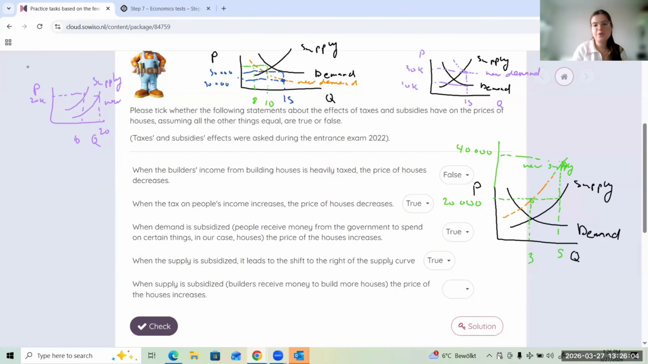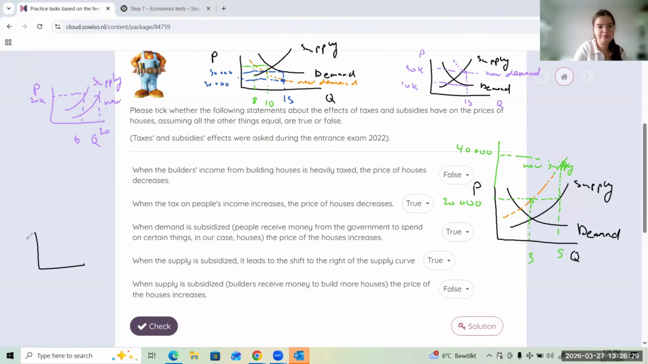Then, when supply is subsidized, the price of the house decreases. Here we have the scenario where you have more houses now, but people still have the same demand. They don't need as many houses as you're offering them. So the way to get rid of the houses is to lower the price. This would be the idea. So the statement will be false because the price will decrease. This is the logic behind it, and you can also draw the graph if you want.